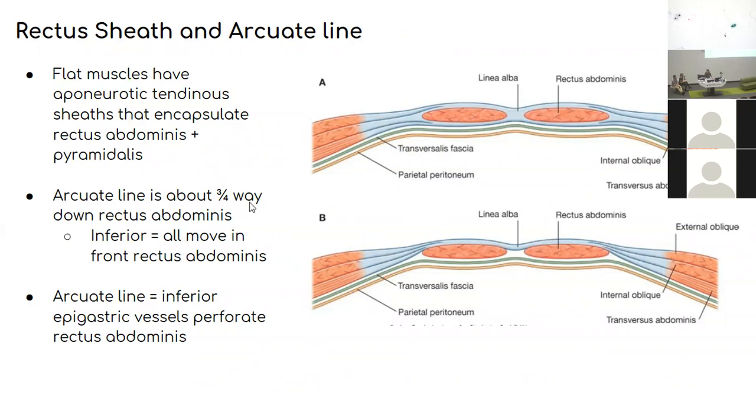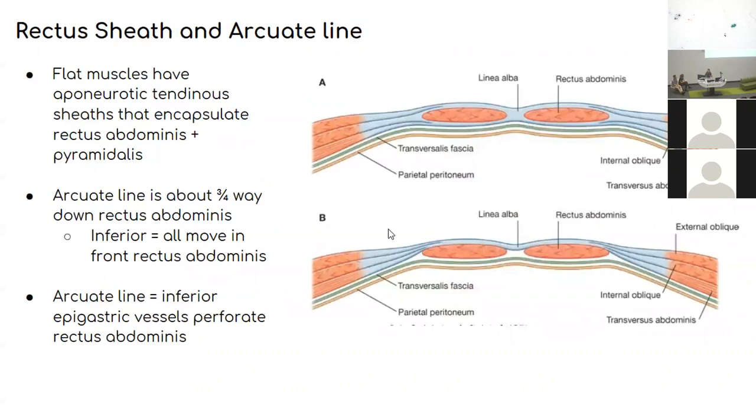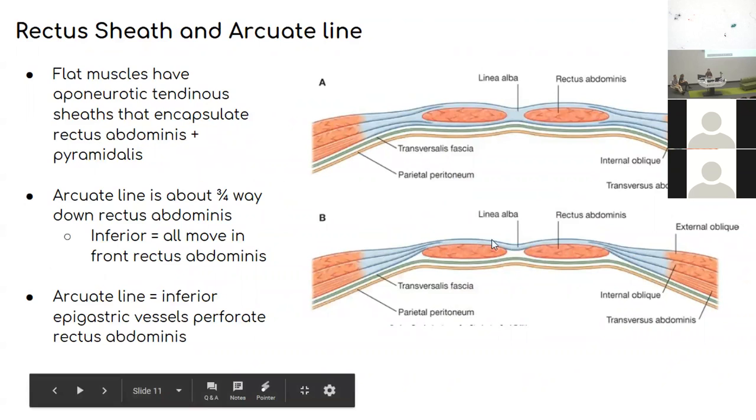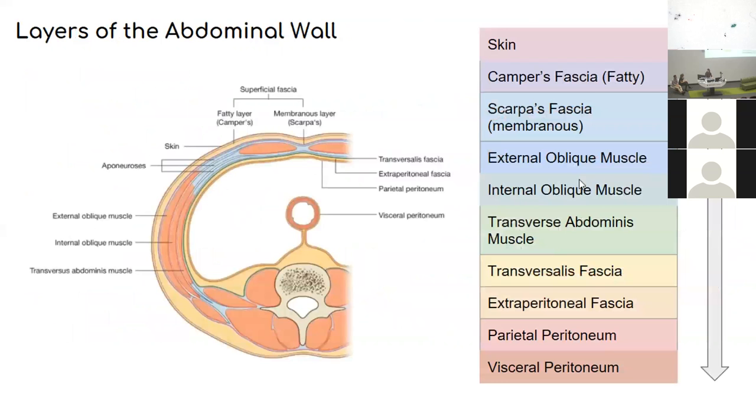The arcuate line occurs about three quarters of the way down the abdomen. Beneath that line, all of the sheaths move in front of the rectus abdominis, whereas superior to that line the external just moves in front, the internal splits in half, half going in front and half behind, and the transverse goes posterior to that. Something else about the arcuate line is that the inferior epigastric vessels perforate the rectus abdominis there. Good to know.